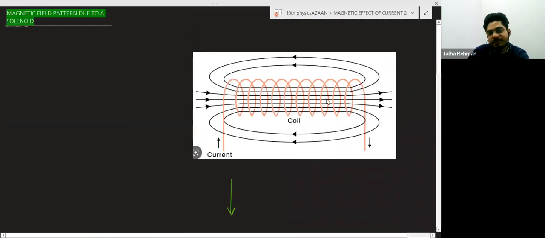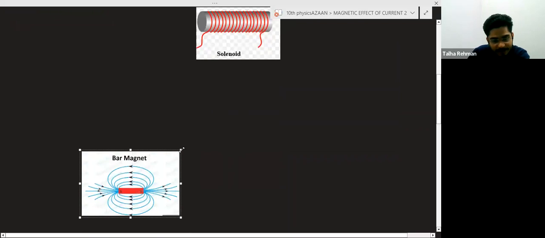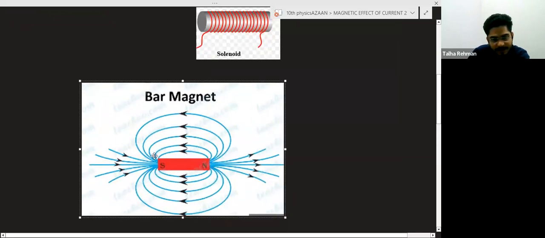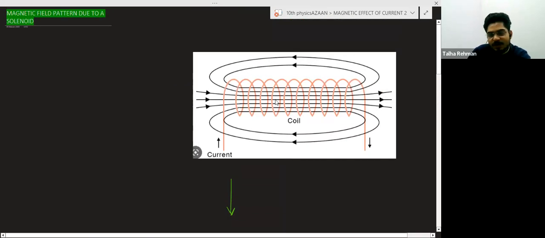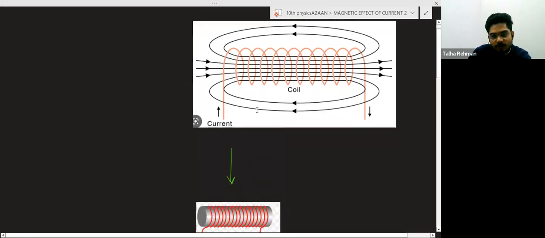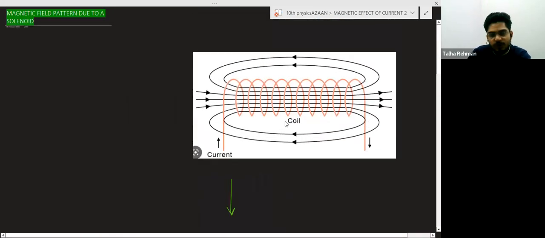So see the magnetic field pattern due to the solenoid. This type of pattern is there. Now see the magnetic field pattern in case of the bar magnet. This is a bar magnet and this is the magnetic field pattern. So both the magnetic fields look almost the same, not the same but almost the same. So in case of the bar magnet and the solenoid, almost the same magnetic field pattern is there.